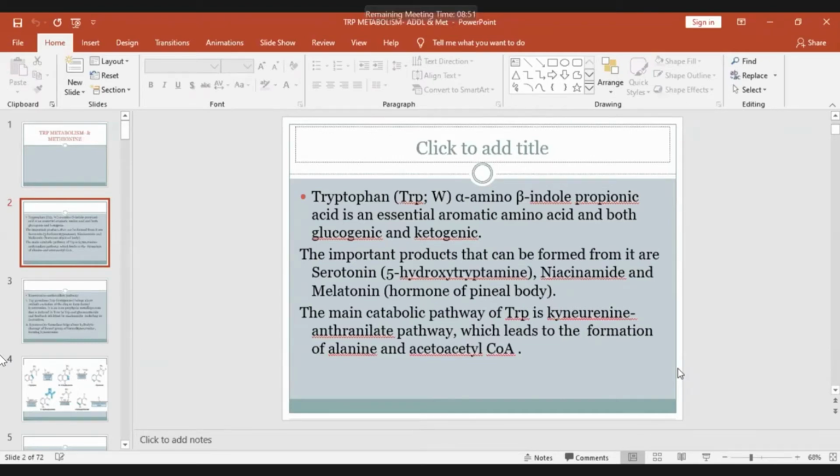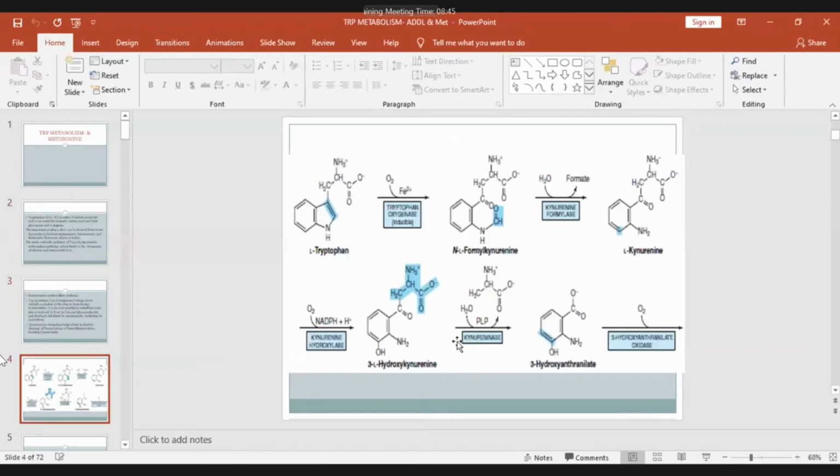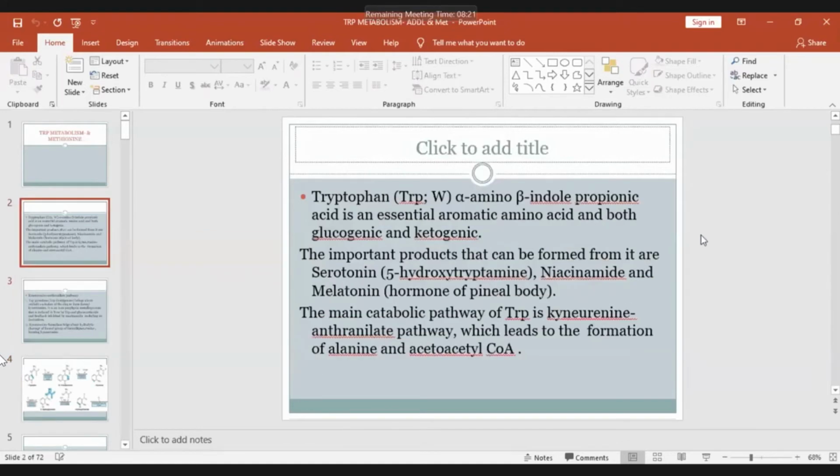So this is alpha amino beta indole propionic acid. If you remember the indole structure, so this is the indole structure, phenyl ring and heterocyclic ring. So both together form the indole ring. So this is alpha amino, beta phenyl propionic acid, so this is propionic acid. So that's why this is alpha amino, beta phenyl propionic acid or tryptophan.